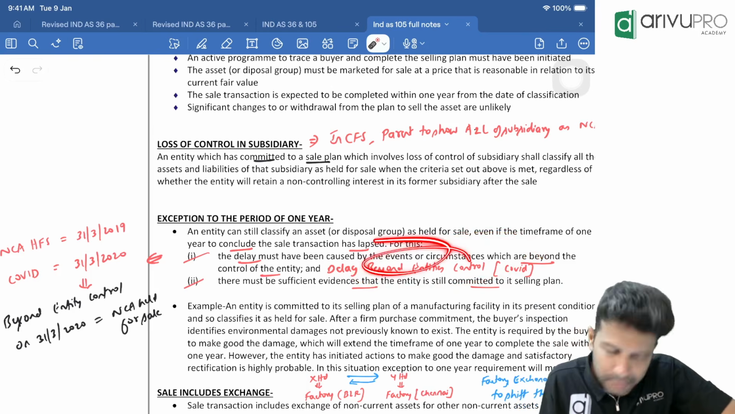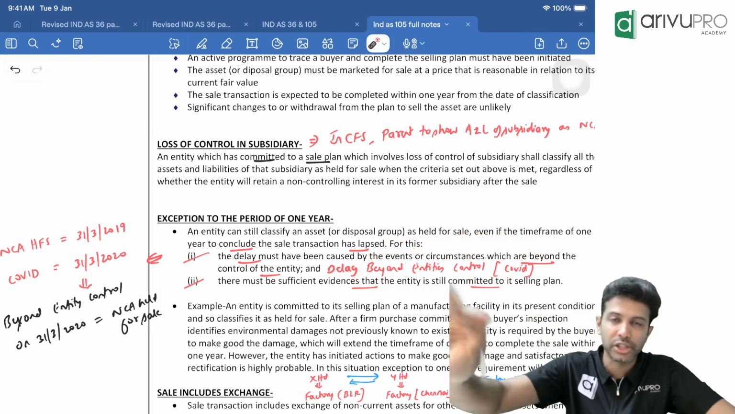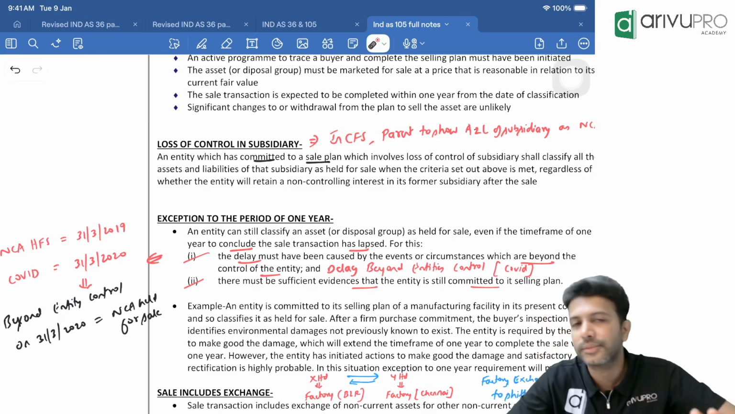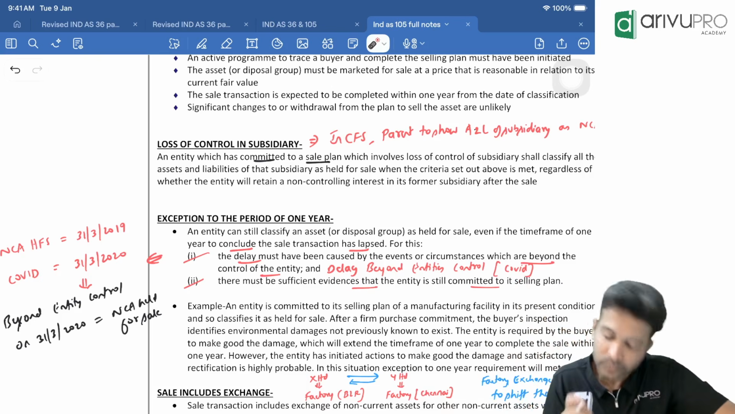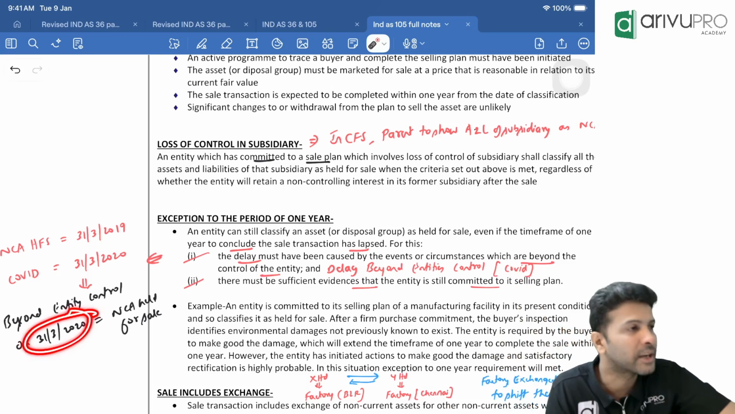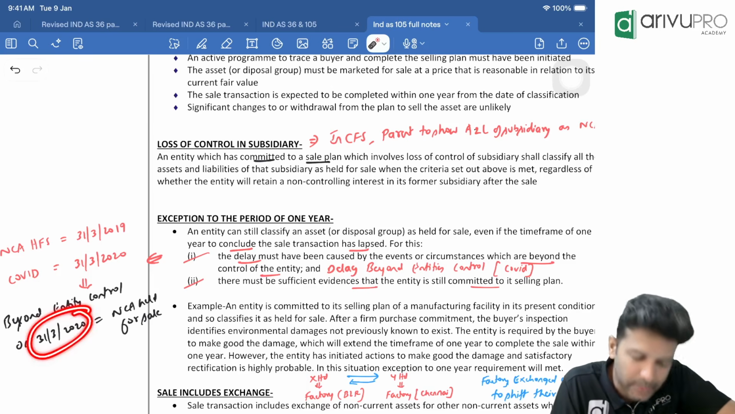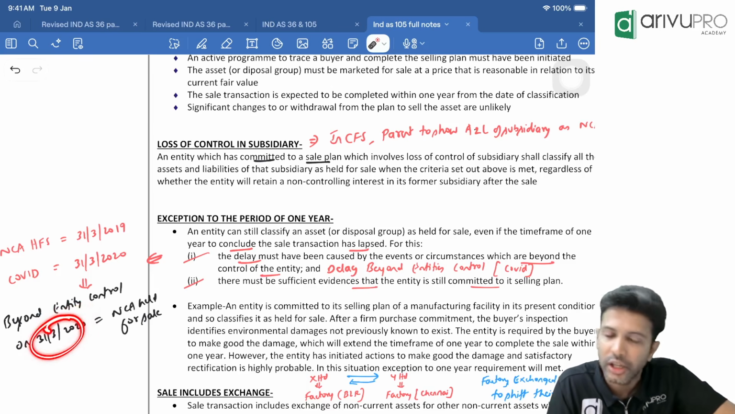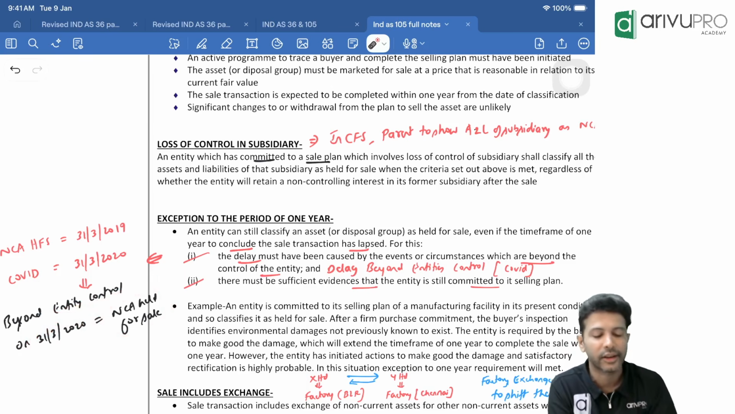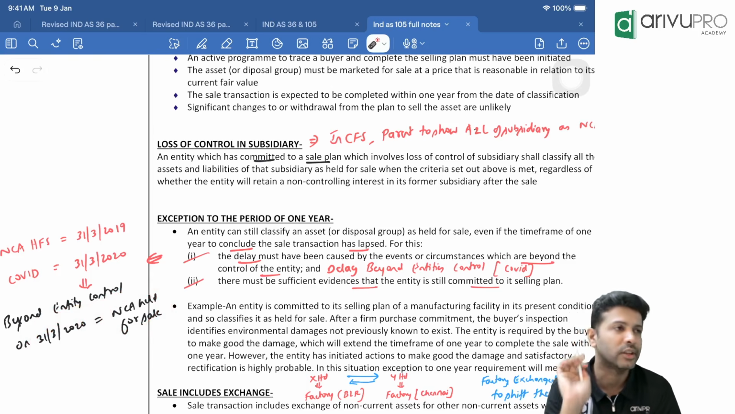So if that is there, means it's okay. You don't have to change your classification. Still show it as non-current assets held for sale. So in this example, on 31st March 2020, the asset is not yet sold. It is still there. Still on 31st March 2020, when you prepare the balance sheet, you'll still show this asset as non-current assets held for sale. That's all it is.